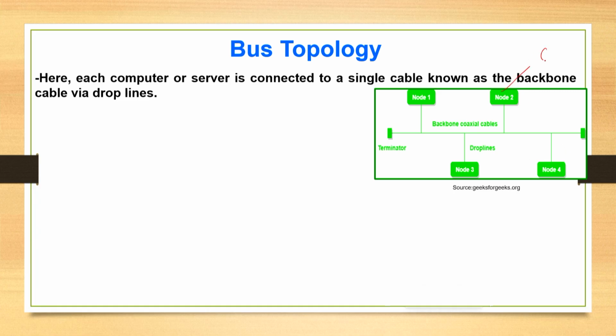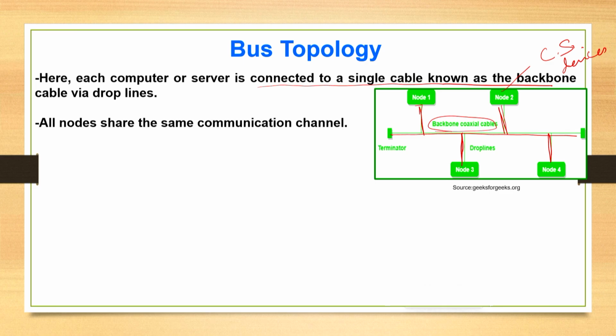The computer system or any devices that are connected in a network. So, here each computer or server is connected to a single cable that is known as a backbone. This represents your backbone cable. So, in this figure, they use the coaxial cables for the connection. Node 1 or node 2 or node 3 or node 4, whatever it is, these are connected to this backbone through the drop lines. That means this cable is called a drop line.